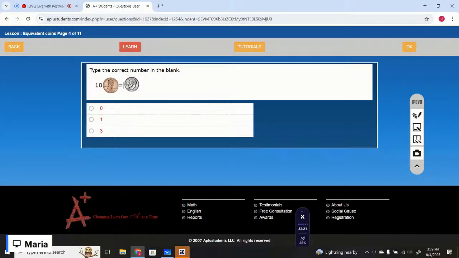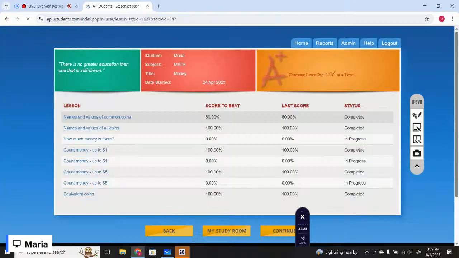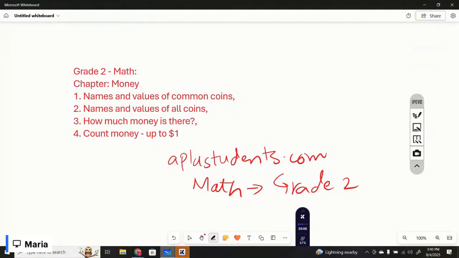Okay, you can complete the lesson by yourself later today. So, we were working on grade 2 math. The chapter we were working on is money. The lessons we have covered today are names and values of common coins, names and values of all coins, how much money is there, count money up to $1, count money up to $5, and equivalent coins. So please make sure before the next session you complete all the practice questions for the lessons we just did. That is your homework until the next session.